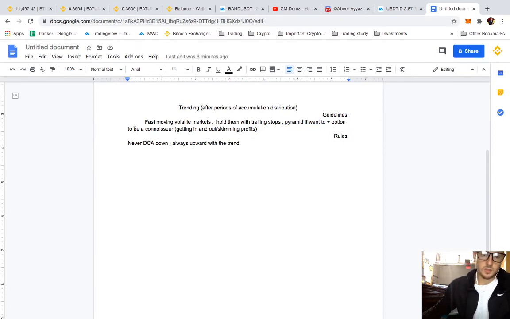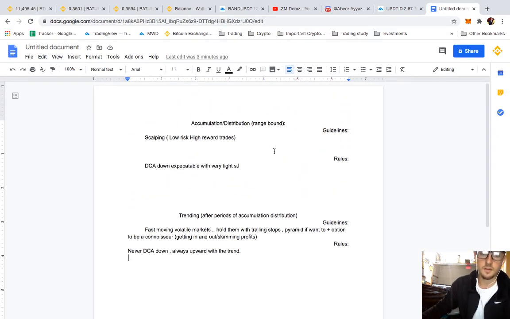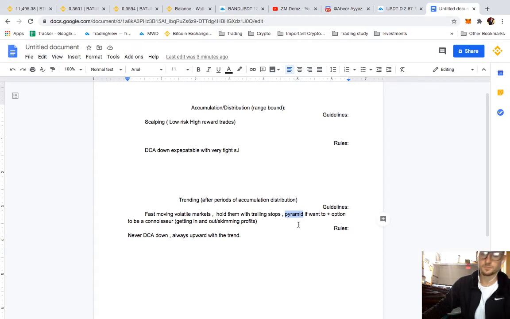And plus the option to be a connoisseur. Now this is a skill. This is almost like trading in and out of trends. So you're using scalping time frames, and you get in and out, and you skim profits at the times where you think it's going to come down a little bit, right? So you take 10, 25, whatever percentage of your profits, and you re-add to your position at a lower price. Now that's a skill, and that's really how you can get really wealthy fast. Also, pyramiding is a skill. You need rules for all these things.